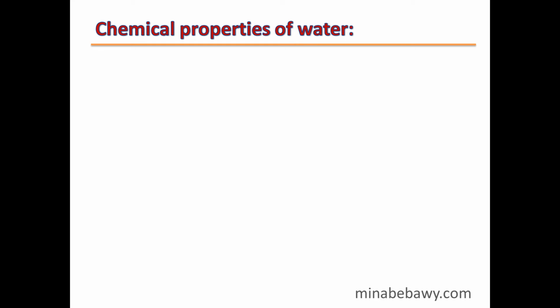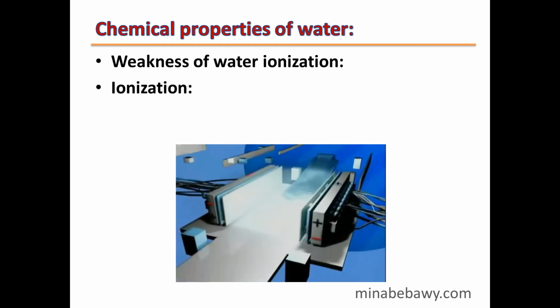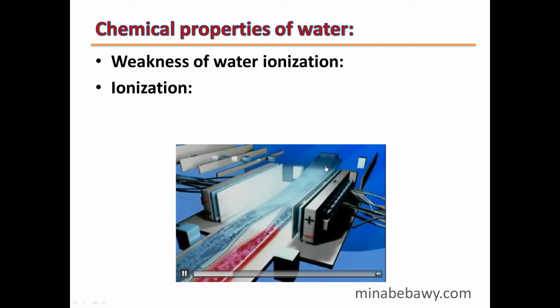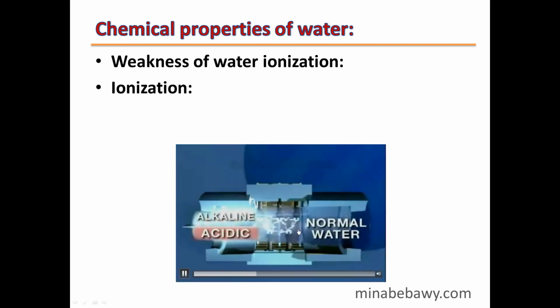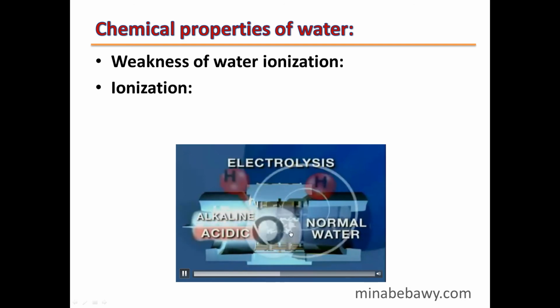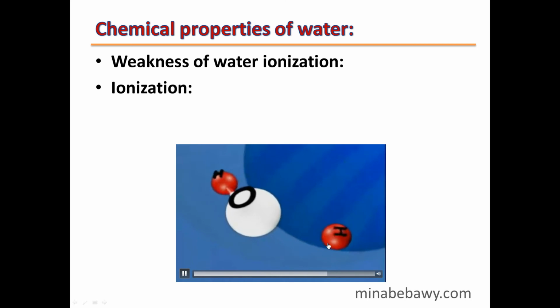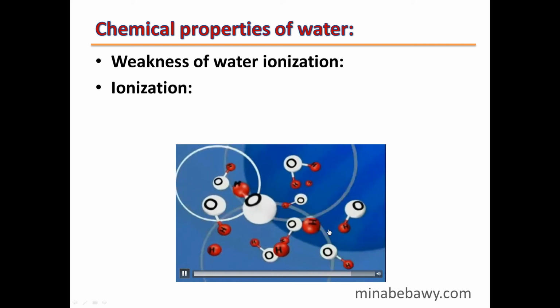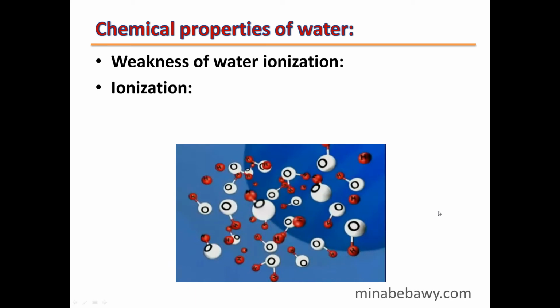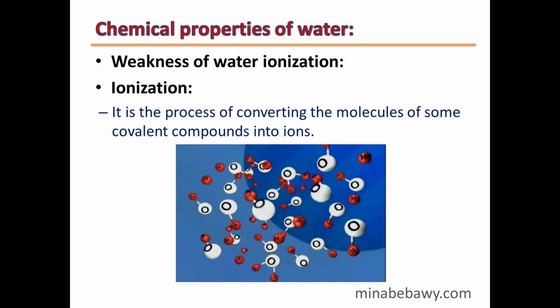Let's talk about chemical properties of water. Weakness of water ionization. As you can see from this video, this is the neutral water. When it passes between two electrodes, it will change into negative hydroxide ion and positive hydrogen ion. What's meant by ionization? It is the process of converting the molecules of some covalent molecules into ions.